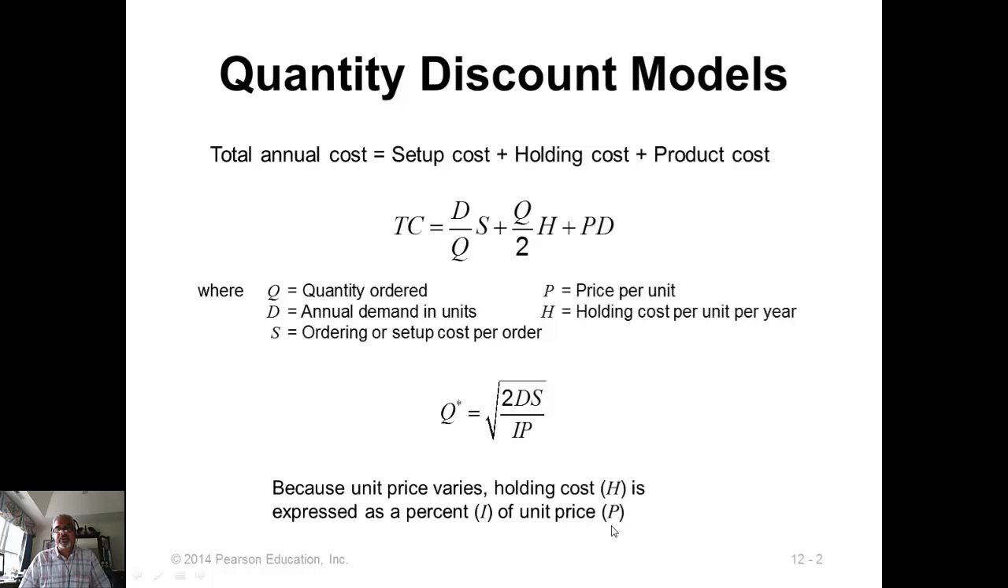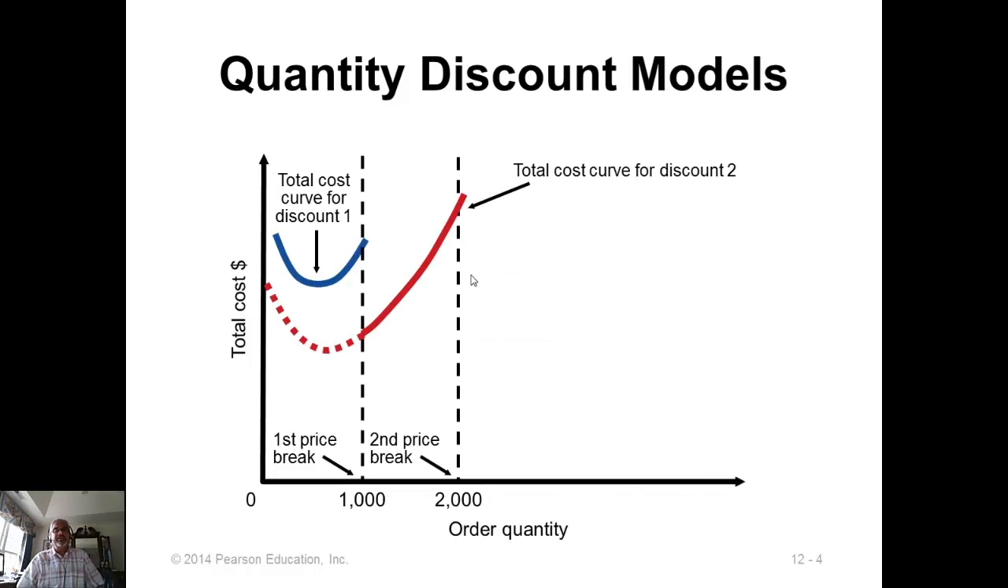Now, there is no single formula that can be used to compute the economic order quantity in the case of quantity discount, so you have to use an iterative process. And the reason for that is that the total cost has discontinuities. It is not like in the previous cases, where it's just one function. When the order quantity increases, the total cost comes down and then starts going back up.